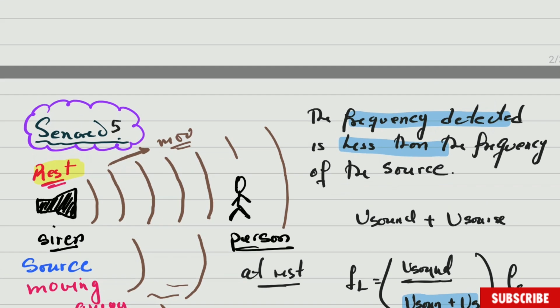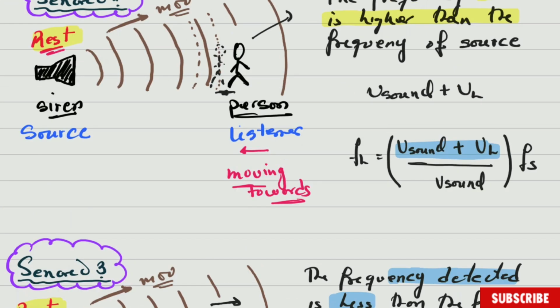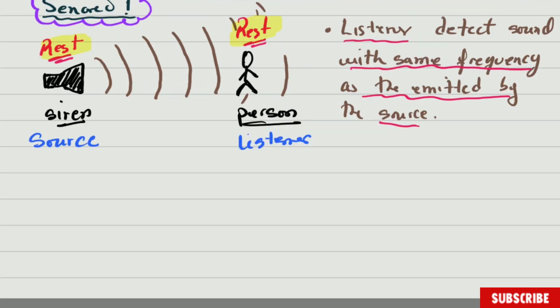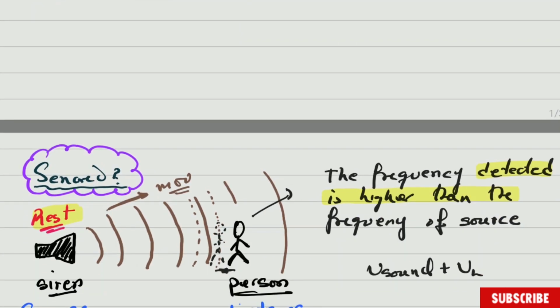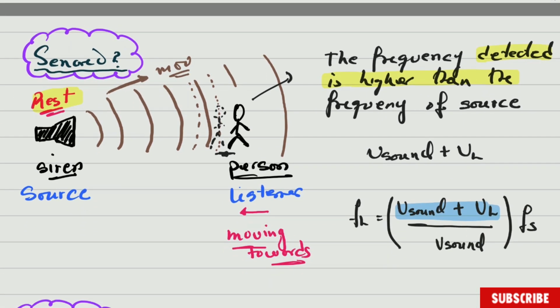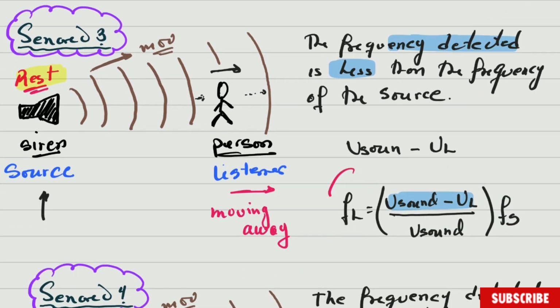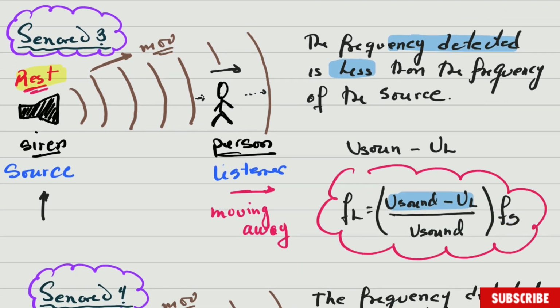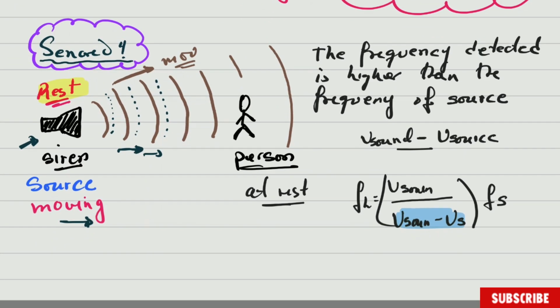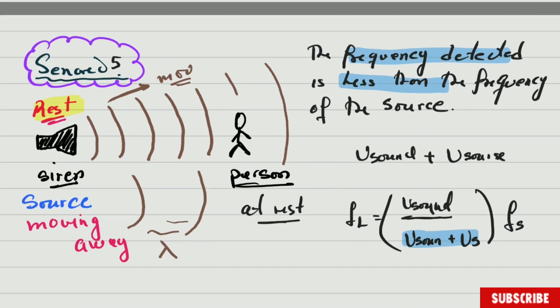So as you can see here, we have all the possible scenarios. I count 4 scenarios because the first one is when neither of them is moving. Obviously, it's going to be the same. But the second scenario, when the person is moving toward, then here is the formula you have to use, in this specific way. When the person is moving away, the same formula, but you are going to use it in this way. And then scenario 4 is when the source is moving toward, then you are going to do it like this. And the final scenario is when the source, the siren, is moving away, and this is the formula.